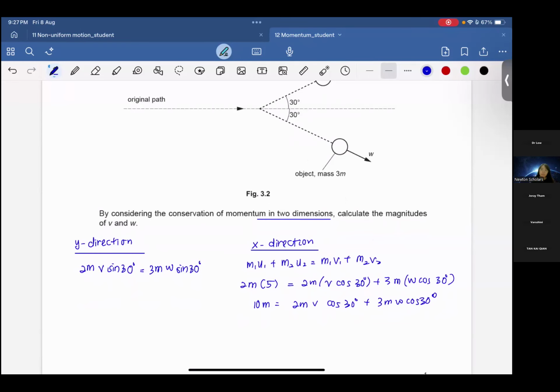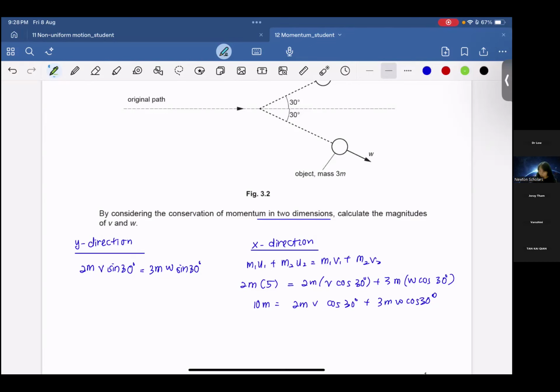Okay, we got two unknowns, V and W. Yes, Jory, correct. But which one? V is which one? W is which one? V is correct, but I get 2.88. Is this some calculation on my part, did I not round off? But your answer is correct.